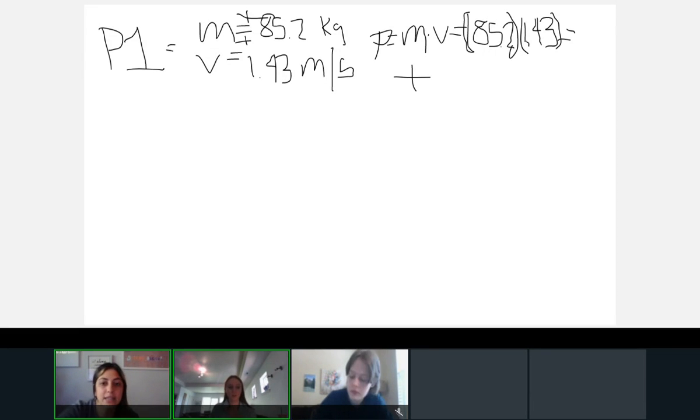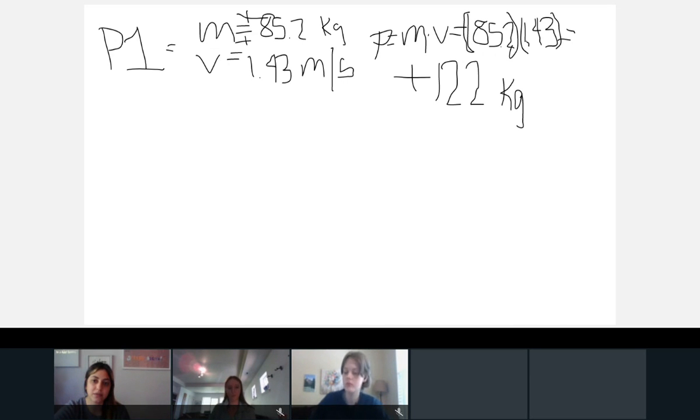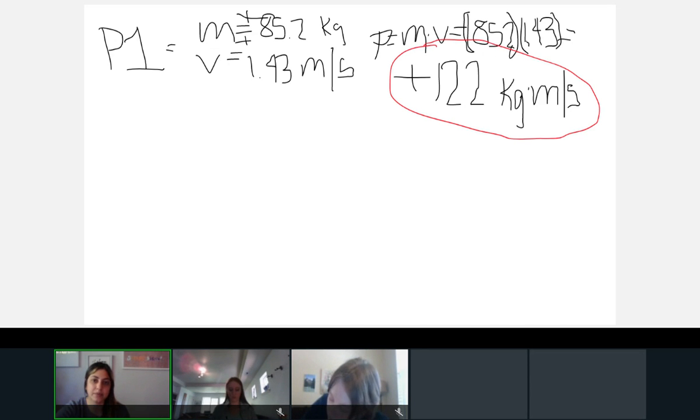121.836. Good. So we're just going to round that to 122. And don't forget the units, which is kilograms times meters per second. So this is the momentum for player one. Great. Now let's find out the momentum for player two.